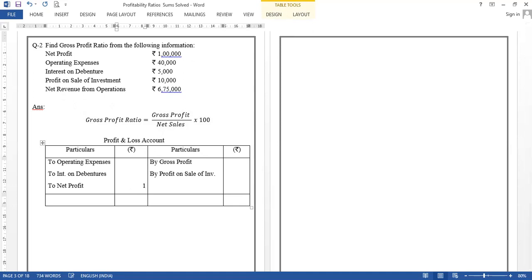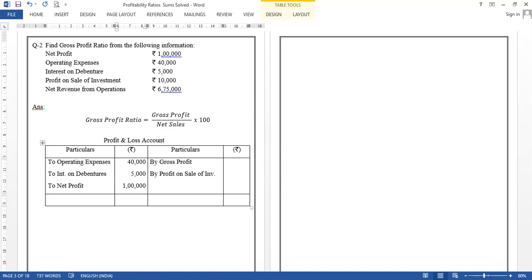So let me place this value over here, 1 lakh. Operating expenses can be seen as rupees 40,000. So let me place this 40,000 over here. Interest on debentures, as a part of the company, I have to pay this. It's an expense for me. So 5,000 rupees being an expense, I have to debit it.